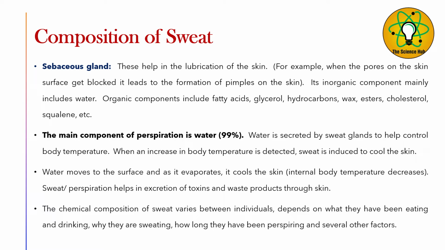Sweat or perspiration generally takes out the toxins and waste products that are present on the skin, and it helps in controlling the body temperature, and as it evaporates it cools down the skin, the internal body temperature decreases. The chemical composition of sweat varies between individuals, depends on what they have been eating and drinking, why they are sweating, how long they have been perspiring, and several other factors.